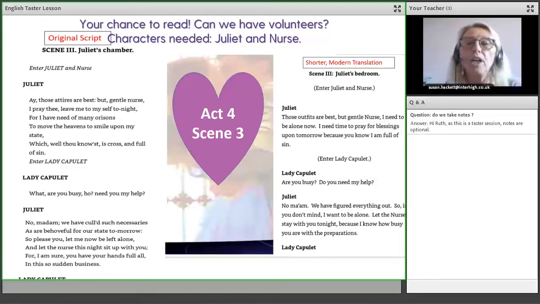Right, so girls, do you want to read the modern version, which is on the right side of the screen, or are you going to have a go at the Shakespeare version? It's entirely up to you. The modern. Okay, excellent. Right, so Violet, if you read Juliet, and Ruth, can you be the nurse, please? And I'll be Lady Capulet. Okay, off you go.